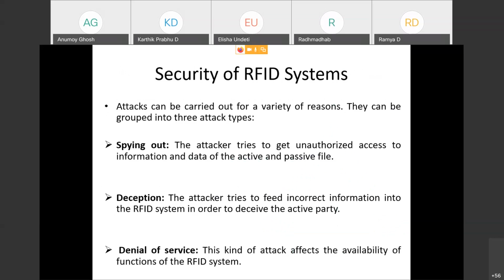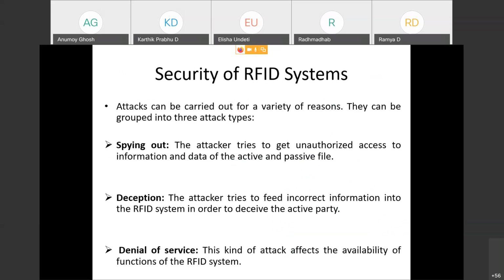Now the security of RFID systems. Attacks can be carried out for various reasons, and they can be grouped into types. First is spying out. Spying out means the attacker is trying to get unauthorized access to information and data of the active and passive tags. For example, suppose a controller is there.